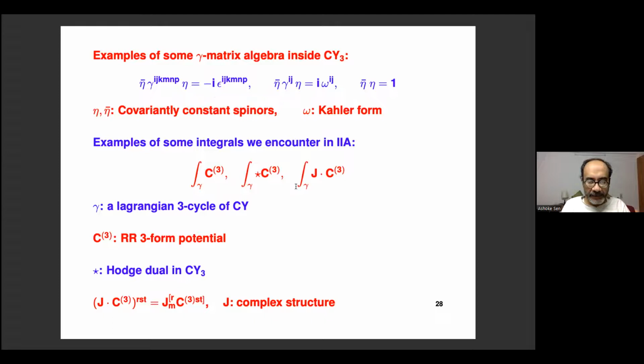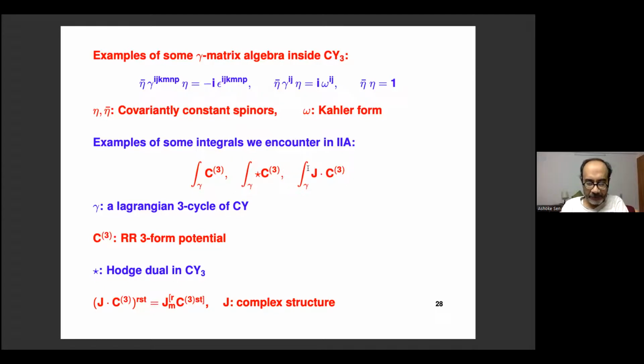Here are examples of some integrals that we encounter in type 2A theory. Here C3 is the Ramond 3-form potential, and Gamma is some Lagrangian 3-cycle of the Calabi-Yau. Those are the supersymmetric cycles. You can see that this integral is topological because you are integrating a 3-form over a 3-cycle, so this is easy. But here you have to perform a Hodge dual, which depends on the metric, and then integrate over the 3-cycle. So this integral will depend not only on the Ramond 3-form potential, but also on the metric through the complex structure.